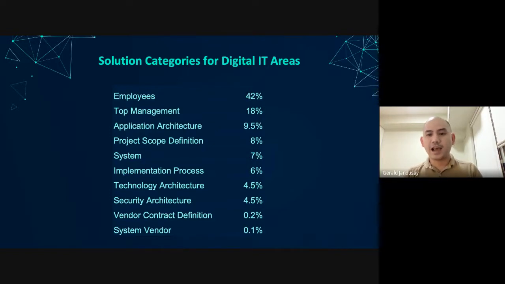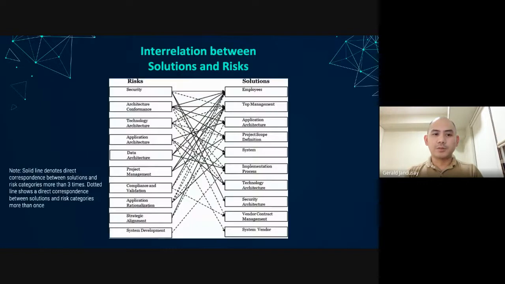Okay, so since we have already identified the risk as well as the possible solutions, the author proposes to have an interrelation between the solution and risk. After analyzing the risk and solution, they map the solution categories onto the risk categories. So in this figure, some solution categories cope with many risk categories.